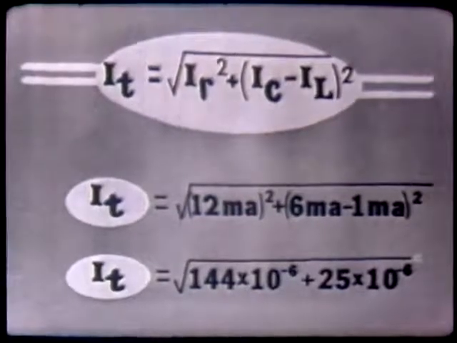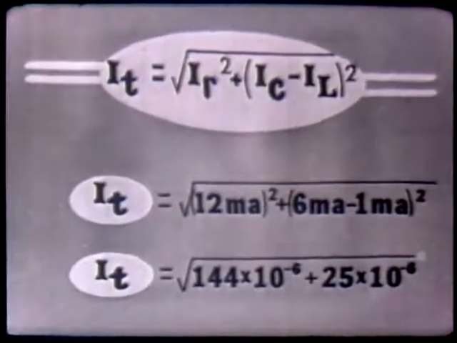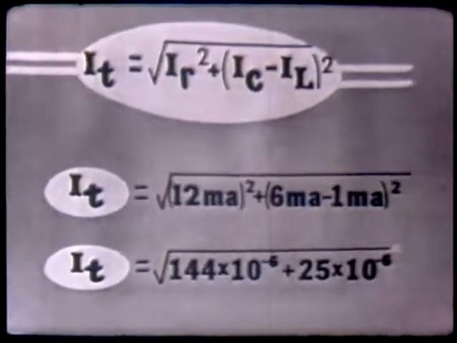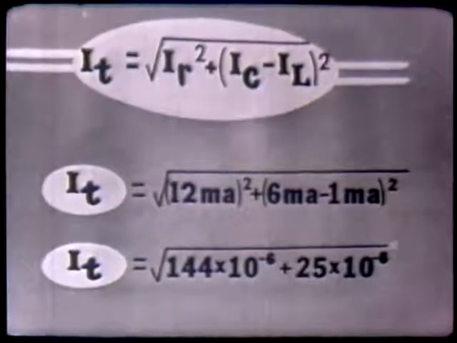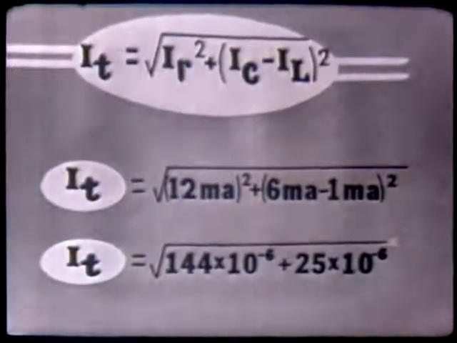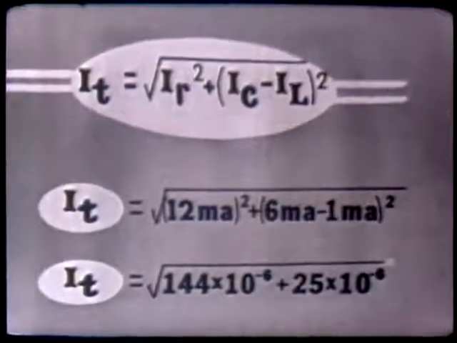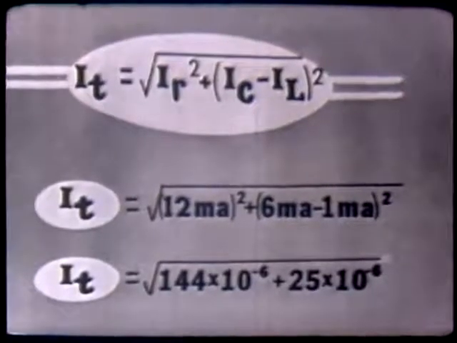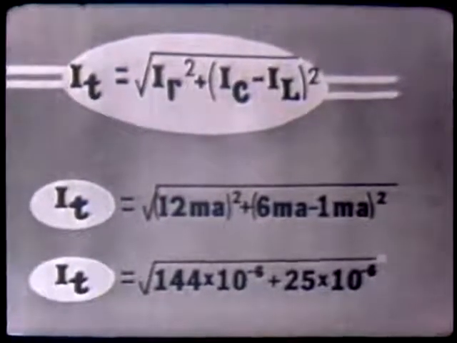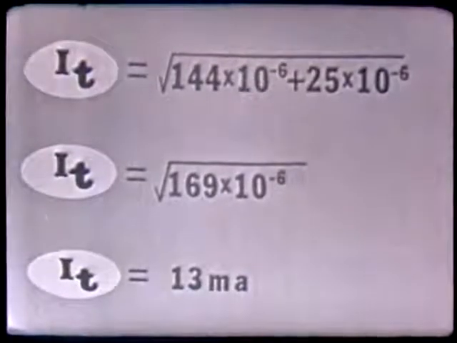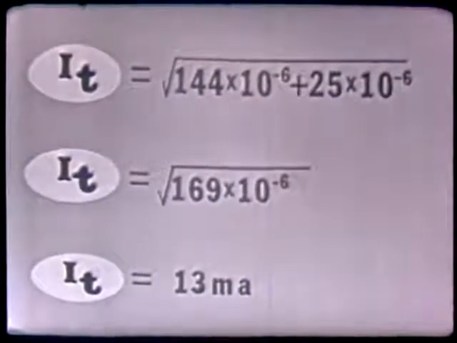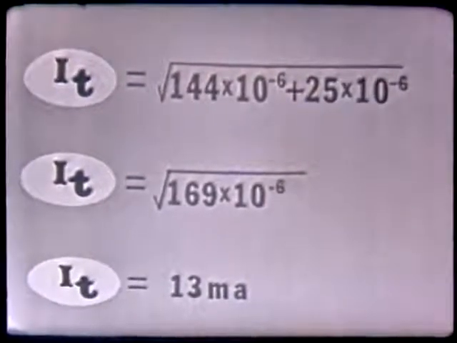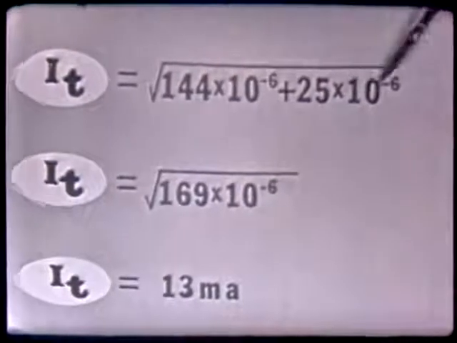Substituting into this formula 12 milliamperes for IR, 6 milliamperes for IC, and 1 milliampere for IL, and performing the indicated operation, we can see that 12 milliamperes squared is 144 times 10 to the negative 6. 6 minus 1 is 5. 5 squared would be 25, again times 10 to the minus 6, maintaining our exponent. Adding, 144 plus 25 would be 169 times 10 to the minus 6. Remember, when we add, our exponents remain the same.